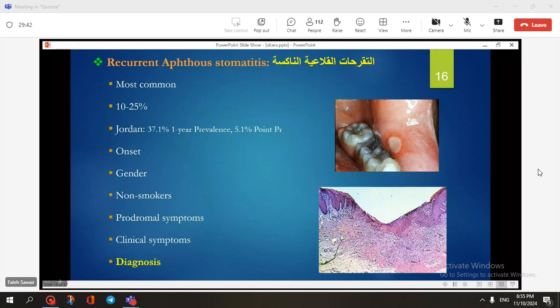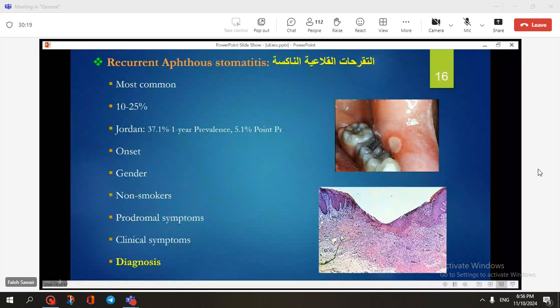But 5% of them had the ulcers at the time of examination. The onset: aphthous ulcers usually present in the first 3 decades of life. So the usual presentation is in young patients less than 30, and it can be in males and females. Usually the patients are non-smokers, and we will see the connection between the aphthous ulcers and smoking.